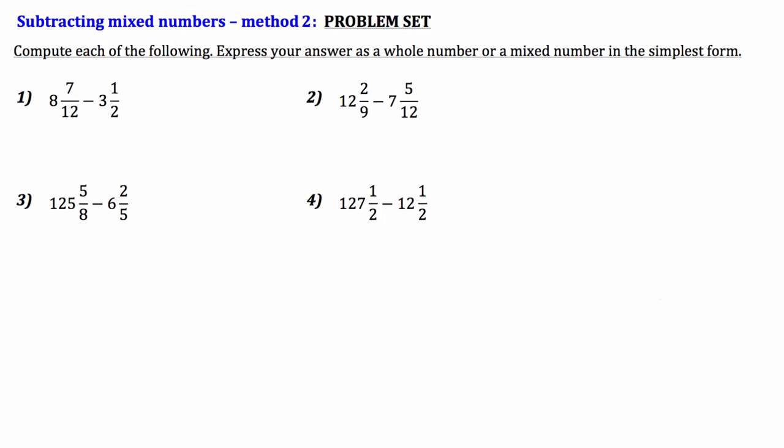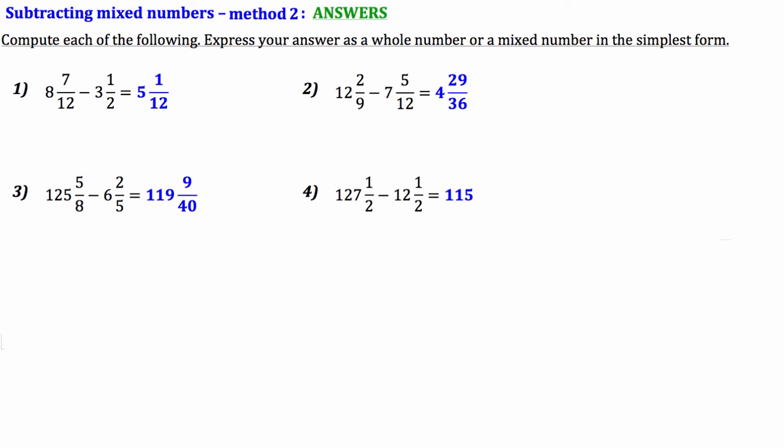Pause the video to work on these problems. When you're done, unpause the video to take a look at the answers and the solutions. Pause the video to take a look at the answers or keep playing the video to see the solutions.